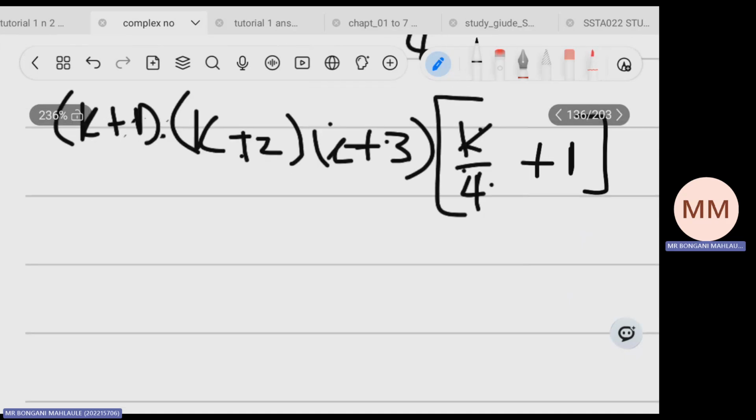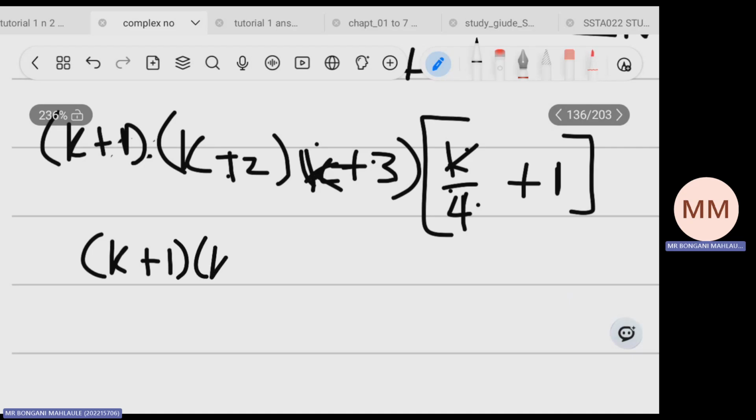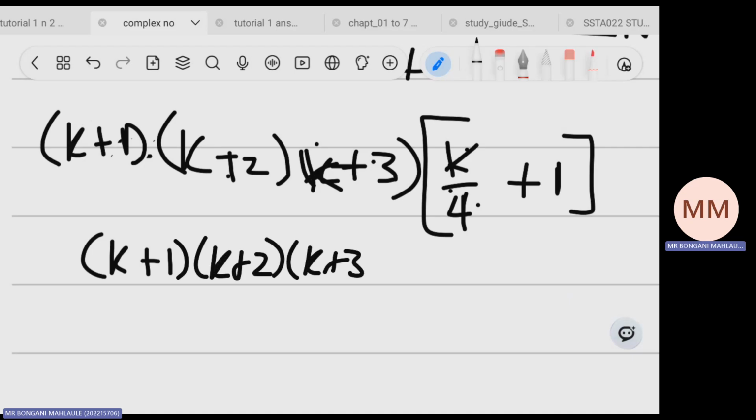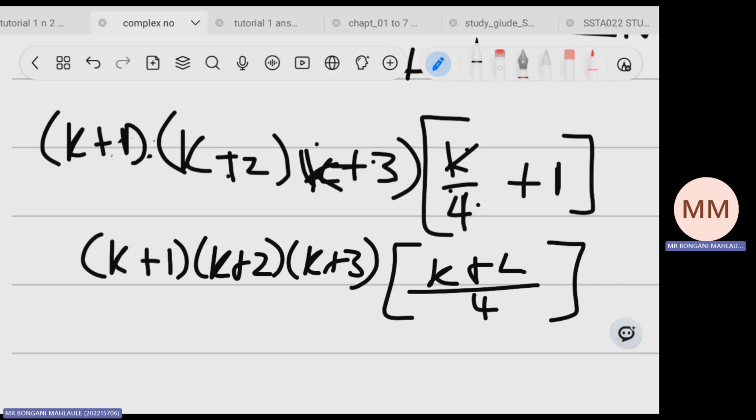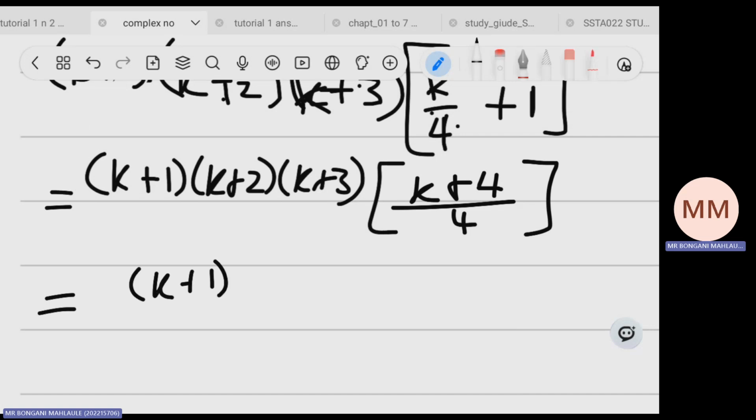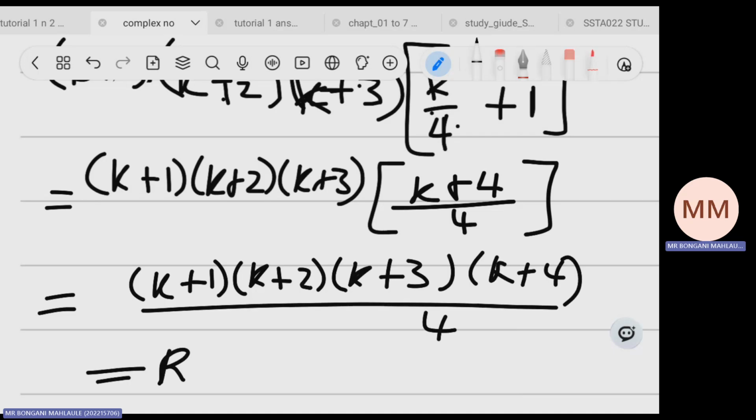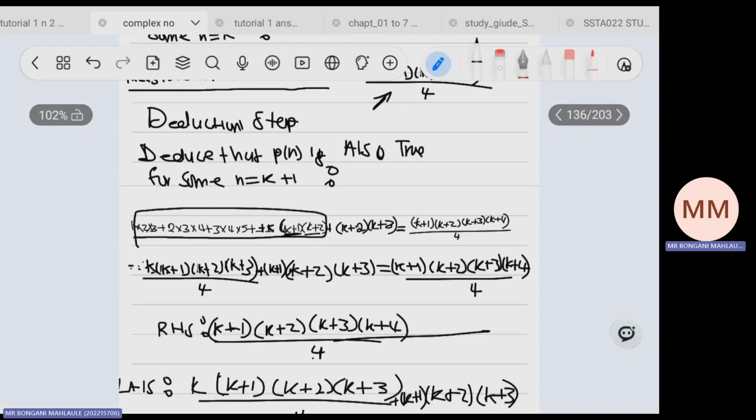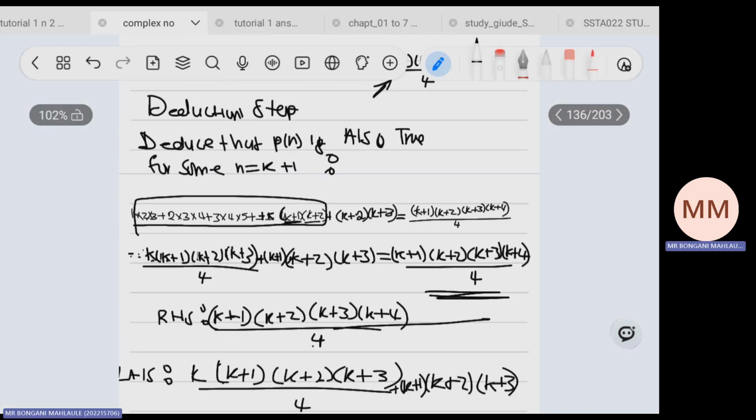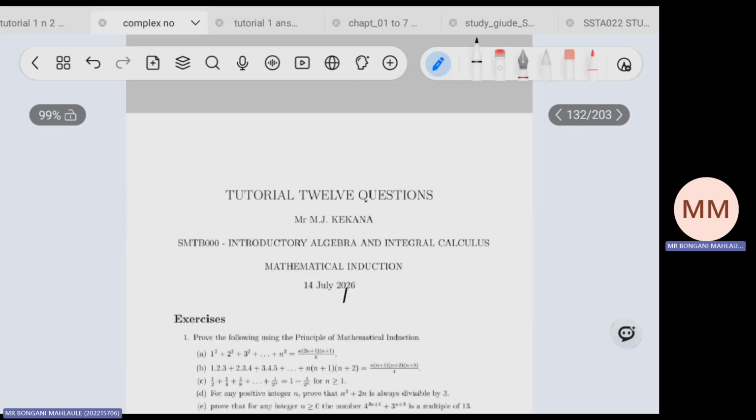Then we further simplify this. We're having k plus 1, k plus 2, k plus 3. You clearly see that we can also manipulate this to be that. So now if we simplify this, you'll get k plus 1, k plus 2, all over 4. And this is equal to the right hand side, which was that. So we can now go to letter B, letter C.